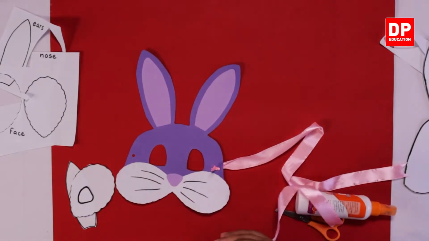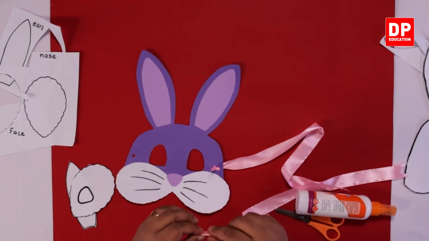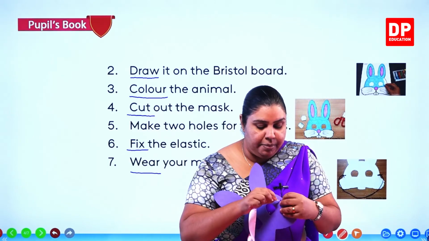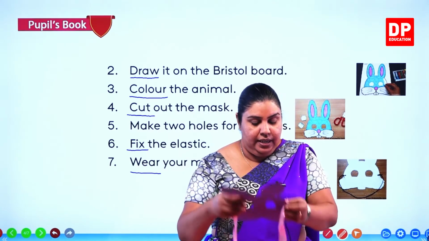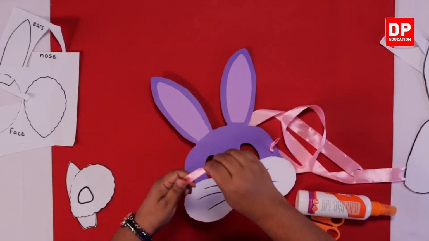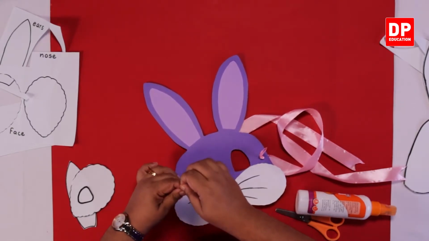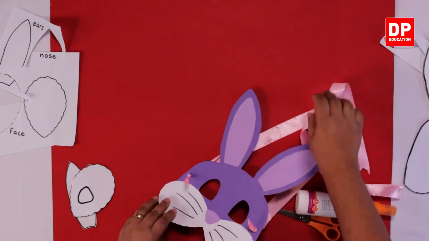Then we go to the other hole and we put our little ribbon, pass it through the hole and put a little knot and fix it. Now it will come like this.